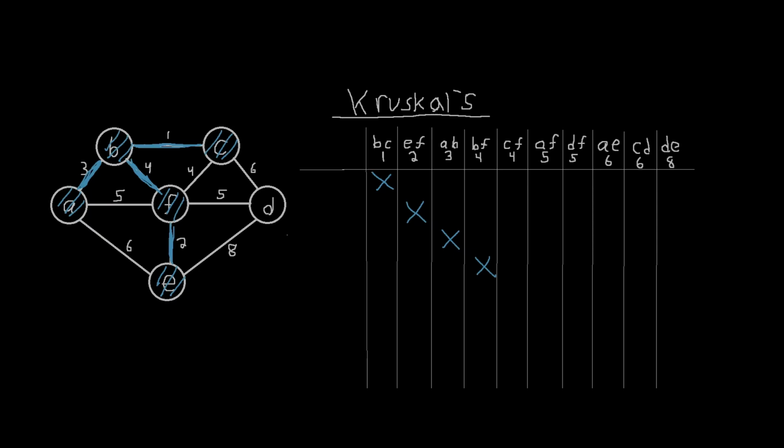So we move on to DF. And if we look at DF here, we are free to take this because it creates no cycle. And once we take DF, we don't really need to consider any other edges because, as we can see, AE is going to make a cycle, CD is going to make a cycle, and DE is going to make a cycle. We have visited every node, and our path does span the whole graph, and so these are the edges we would take to find the minimum spanning tree using Kruskal.